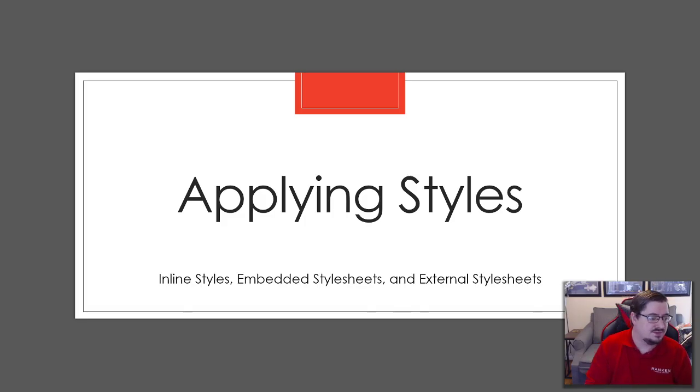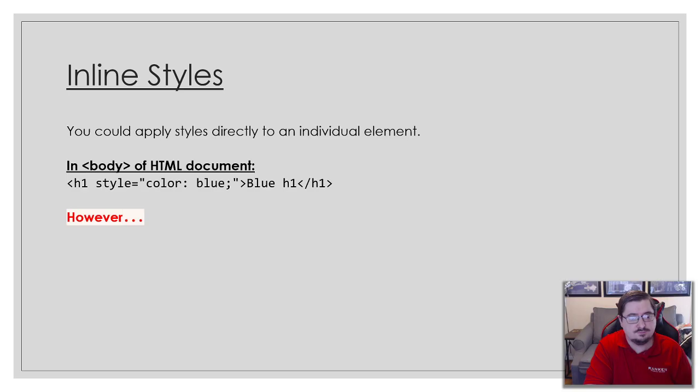Okay, so first up, let's talk about how do you apply styling to HTML. Okay, the first way we can do that is with inline styles, right? So we can add a style property to any element and then say, well, okay, what property do you want to set and what value do you want to set it to? So here we're setting this header to a color of blue. Okay, now you can do this, but you really shouldn't, right?